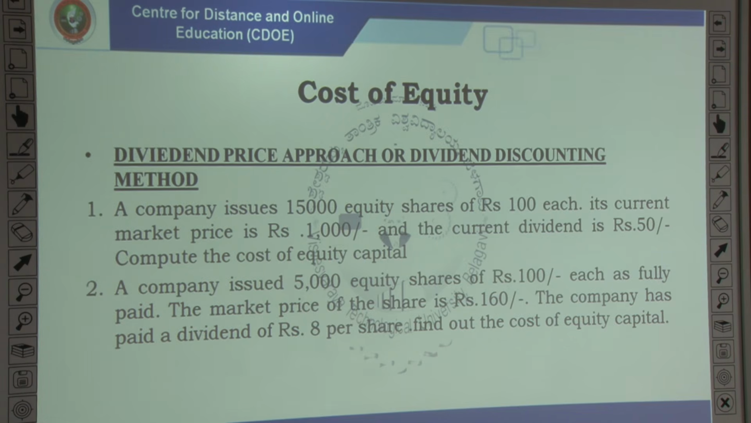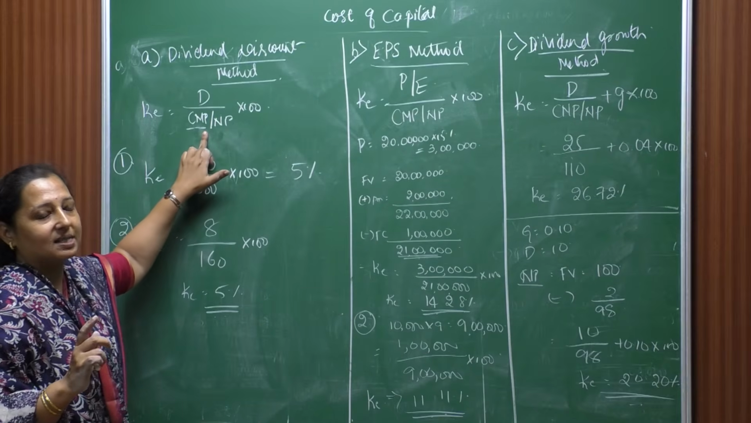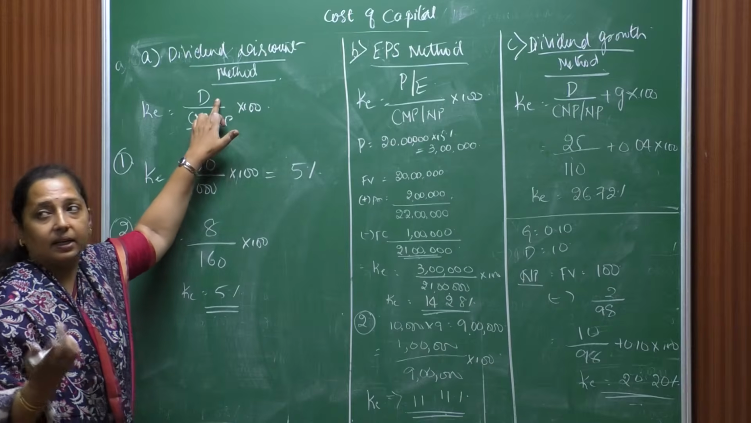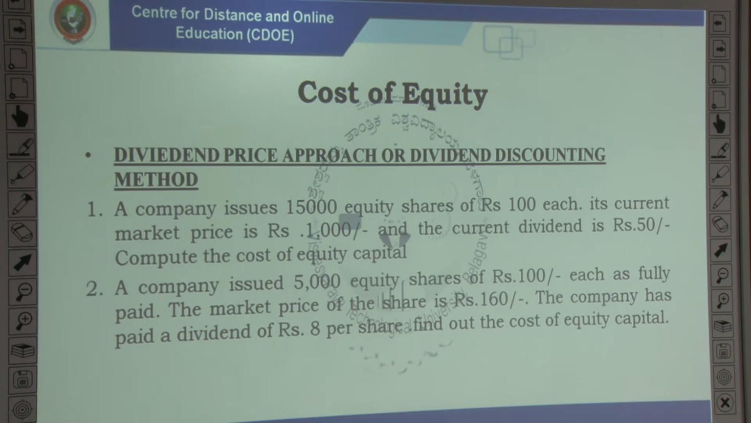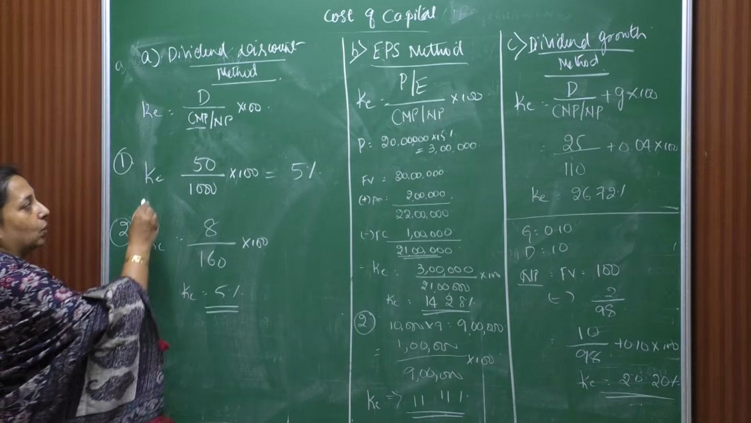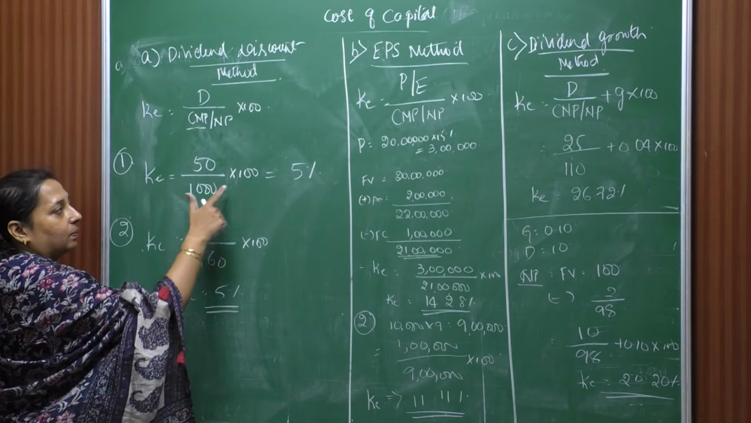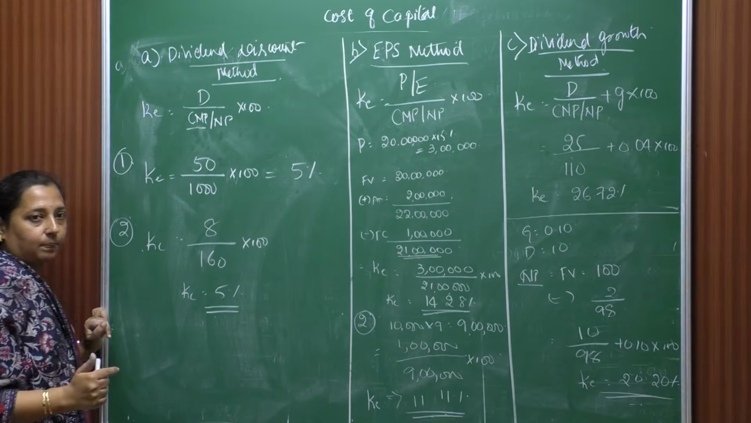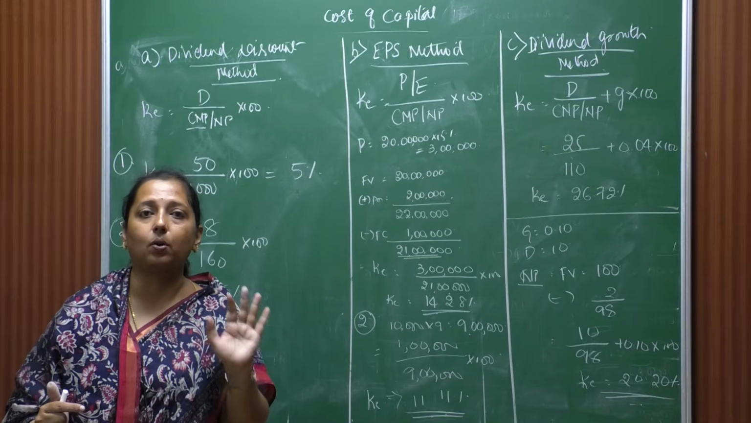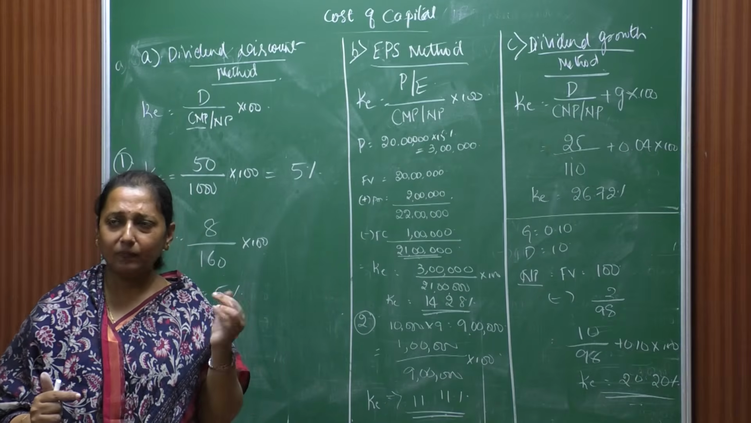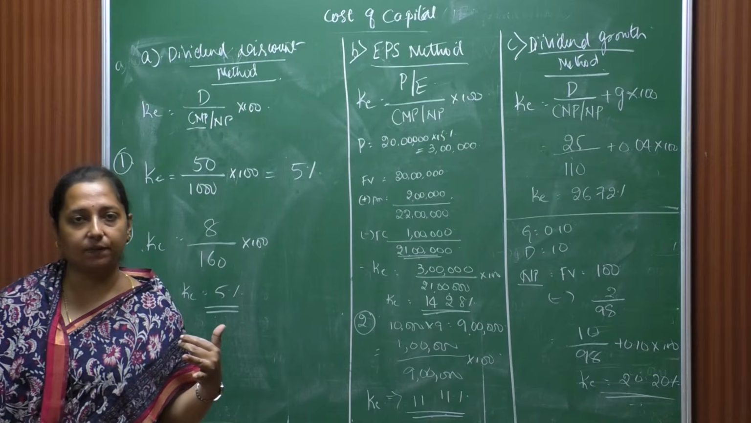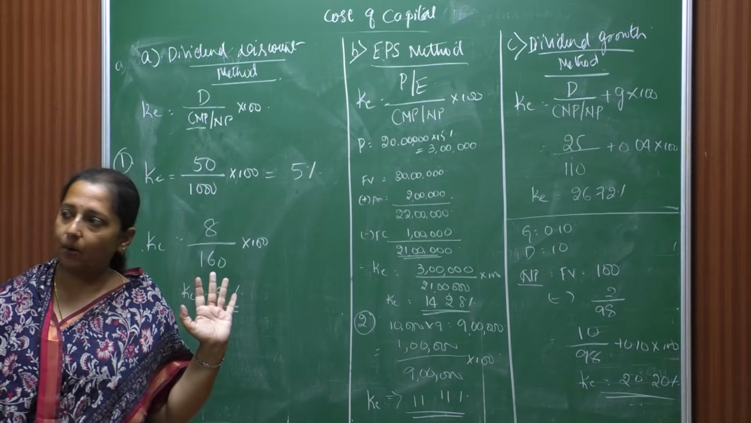So here the formula is D divided by CMP, current market price or net proceeds, into 100. The dividend they have clearly given is 50 rupees, and the current market price is 1000 rupees. So Ke is equal to 50 divided by 1000 into 100, that gives you 5%. This is the cost of equity under the dividend discount or dividend price approach. It's very simple. Here they have not specified a growth rate or any profit, that means it is a dividend discount approach.